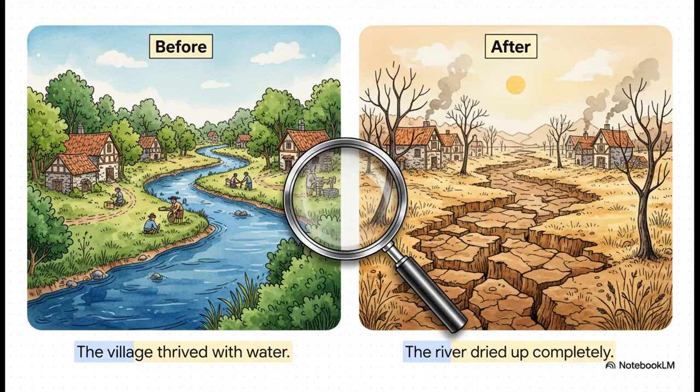Strategy number 1 is what I call the what change test. When there are absolutely no signal words, you've got to track the before and the after. Before, the village had water. After, the river dried up. As a reader, when you see these two contrasting states, you must actively pause and ask yourself the ultimate detective's prompt: what caused the change? You're suddenly forced to infer that an underlying event, like, say, a severe drought, connected that before to the after.